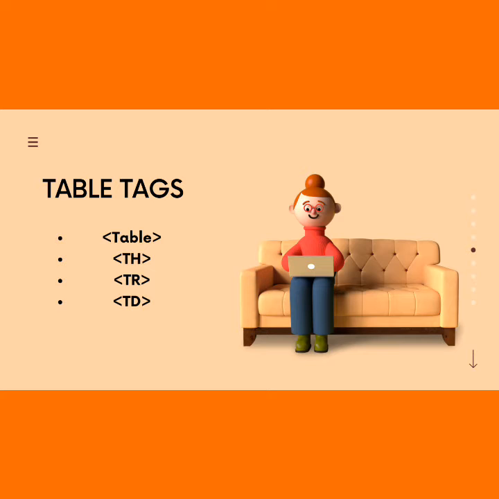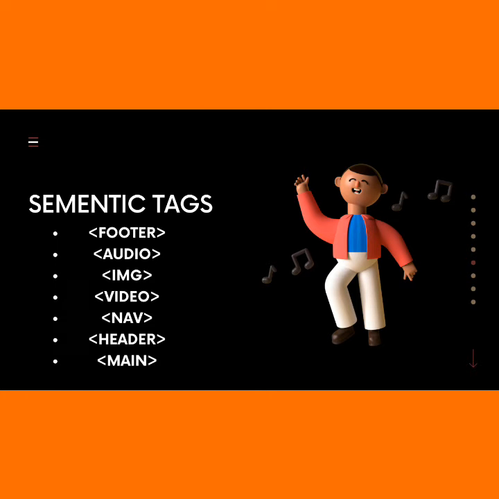So you create the table, you insert table headers, you insert table rows, and then you have to insert information. When you insert information, you don't insert it as plain text. You make use of the table data tag to tell the computer that this is my data for this table. Now, our last type of tags are referred to as semantic tags.